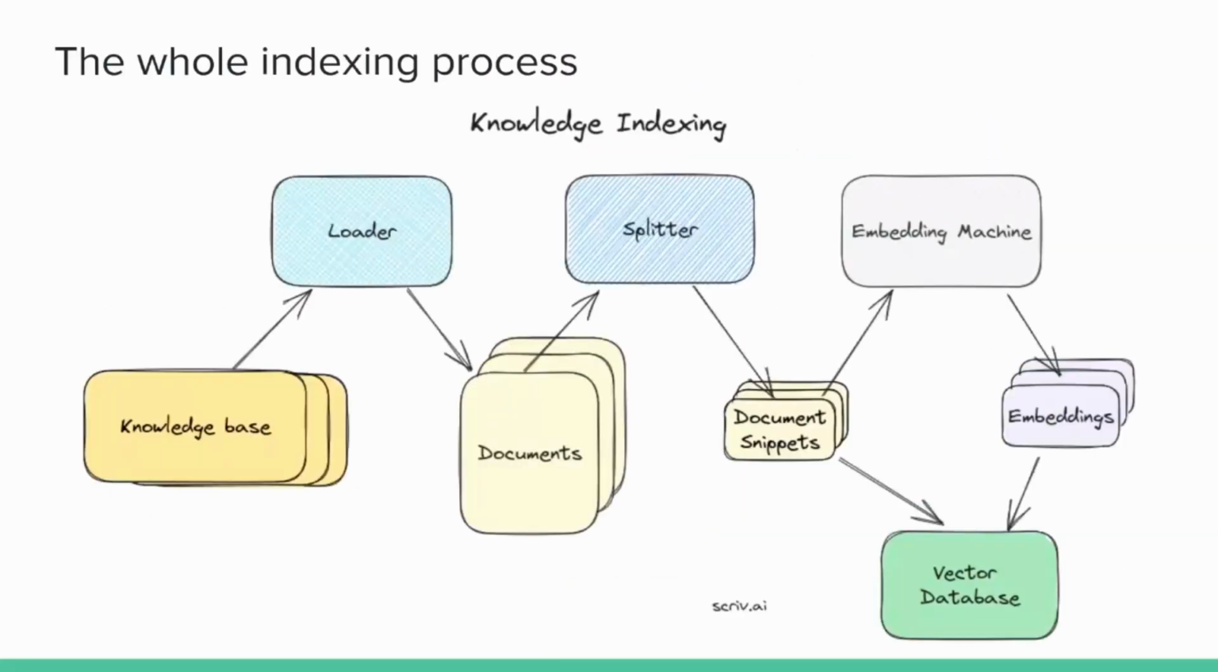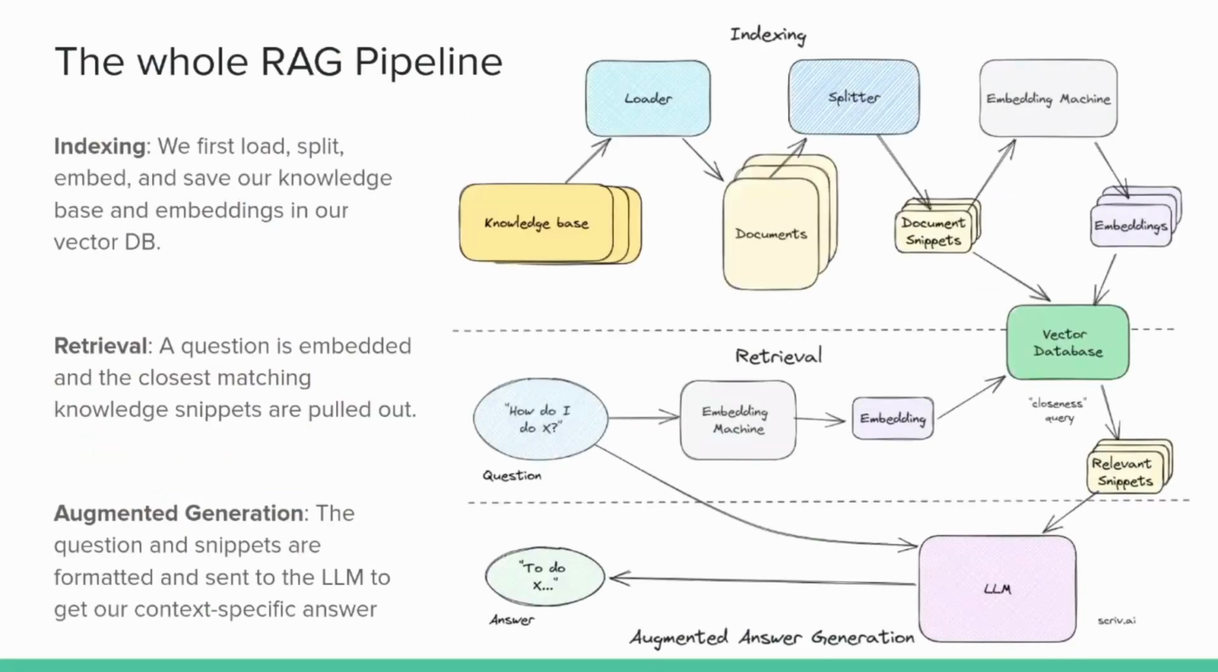This is just to summarize, and actually I'll skip ahead. So this is now the whole pipeline with all the details filled in. And so we just talked about indexing. On the indexing side, we take our knowledge base, we load it, we split it up, we take those little snippets and turn them into our AI vector embeddings. We save those in a vector database.